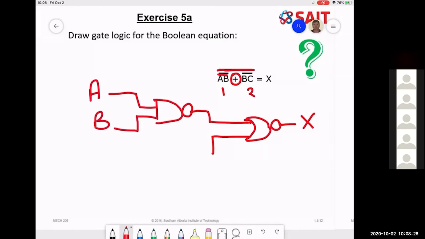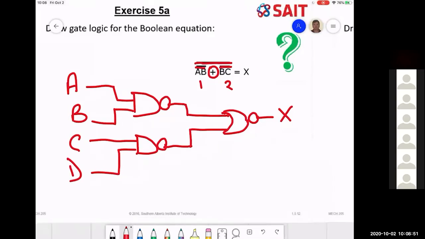Same with my second one. There's a bubble. I've got an AND again with C and D. Okay, so I could have done it as we've done it with the previous set of exercises with a whole bunch of inverters, but this time we've learned about NANDs and NORs, so I'm just going to use NANDs and NORs in order to create the answer to this exercise.